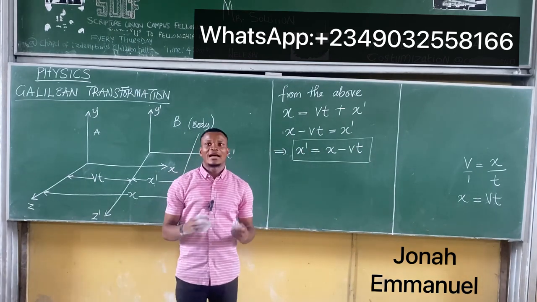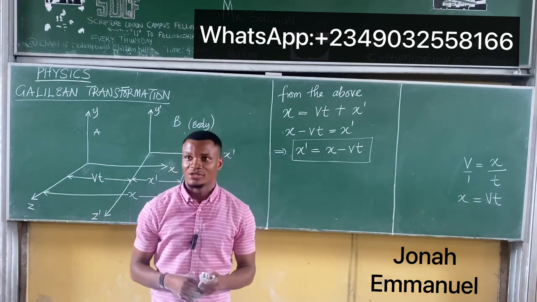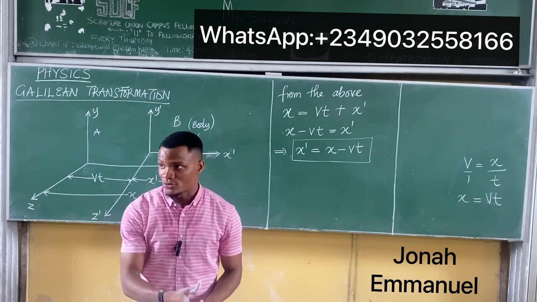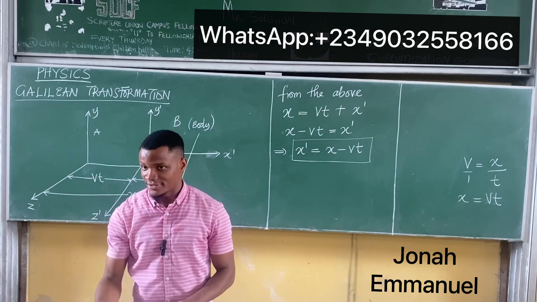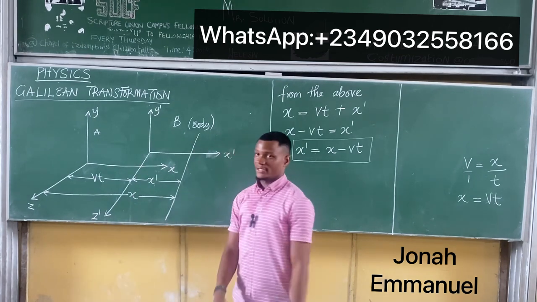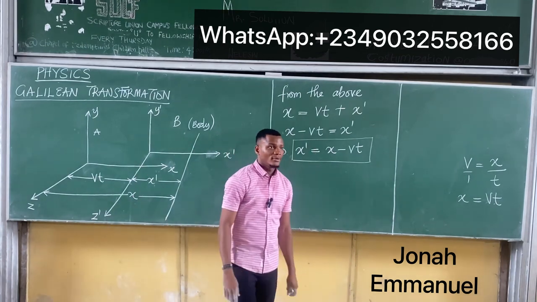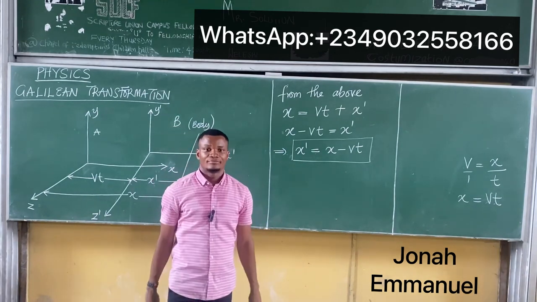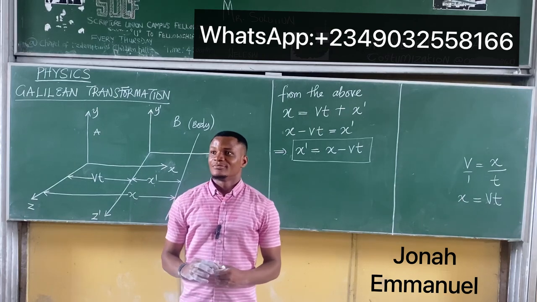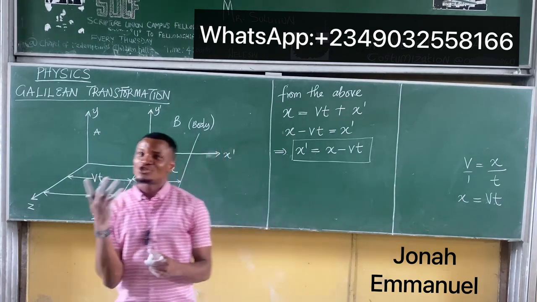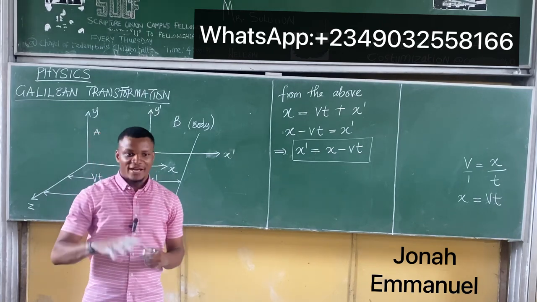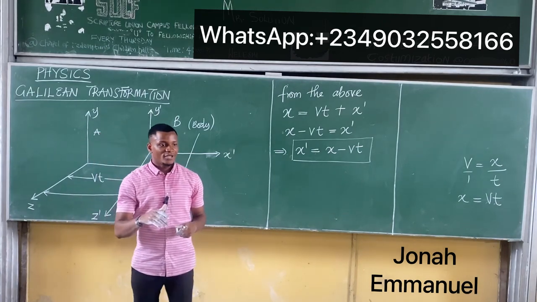So when they ask you for the Galilean transformation equation, the equation is simple: X prime is equal to X minus VT. I'll show you how it's done there. That's all. Literally all. But the question is that when they give this in a question, can you dissect it to get this? That's not the thing there. But relax, let's proceed. If you're done, please, let's proceed.